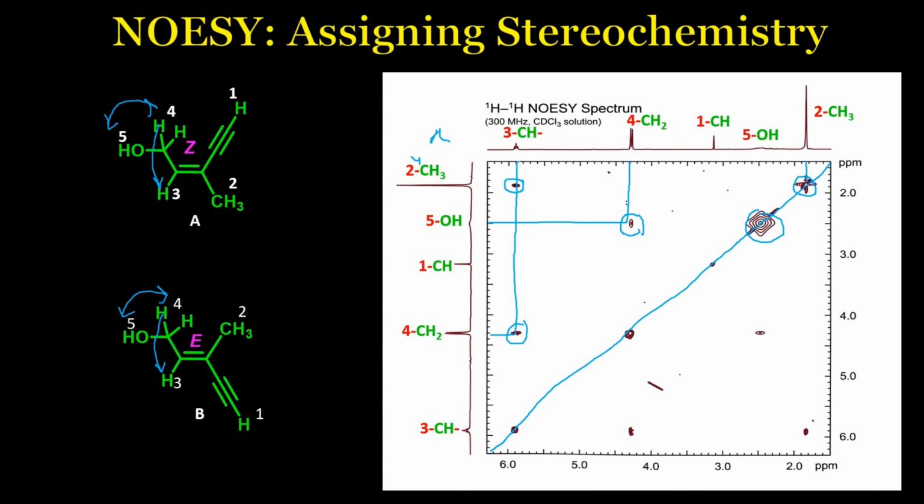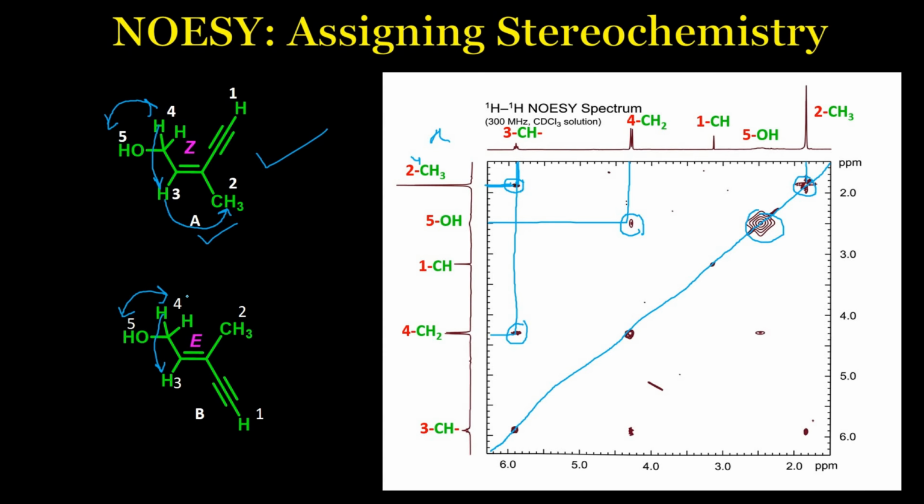This peak is arising due to the interaction of 3 with the 2 proton. Let me make it bold. 3 with the 2. Now this is the 3 and this is the 2, and we were looking for this single cross peak. Look, this single cross peak is enough to distinguish between Z and E isomers. Now we can clearly say that this NOESY NMR belongs to the Z isomer, because we found this interaction.